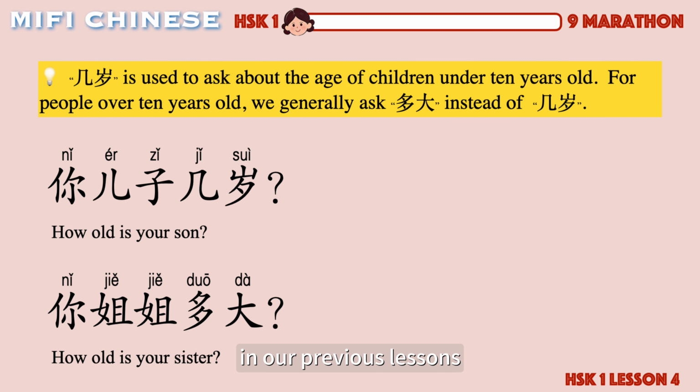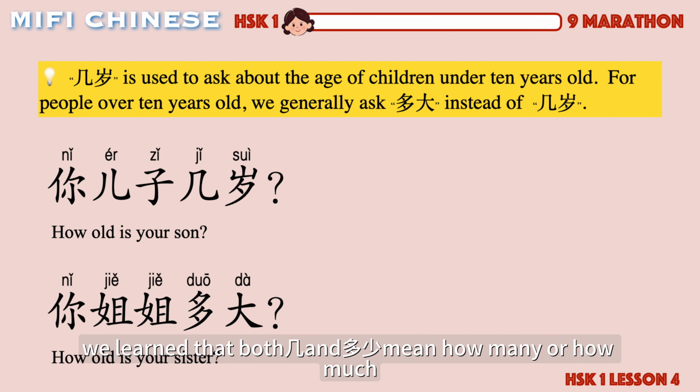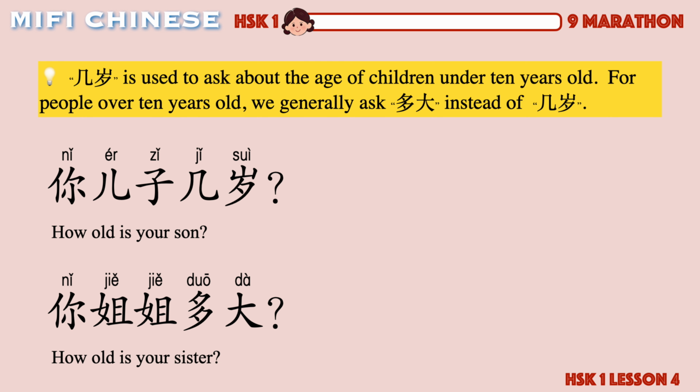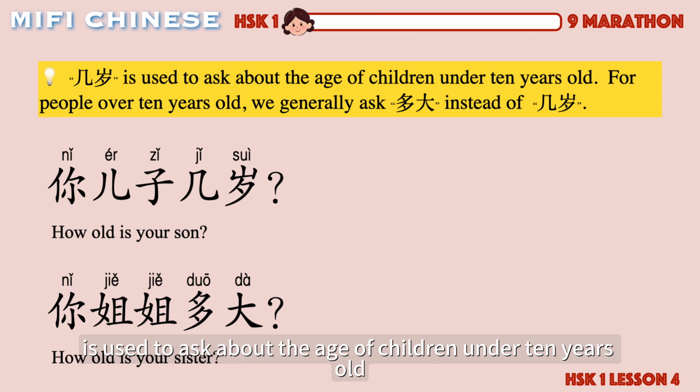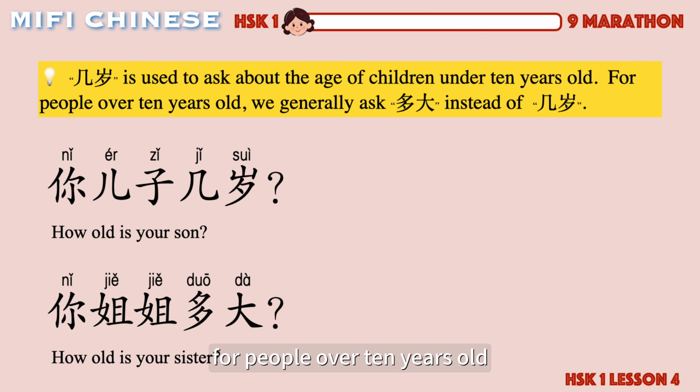In our previous lessons, we learned that both 几 and 多少 mean how many or how much. However, 几 is specifically for quantities under 10, while 多少 is for numbers over 10 or when the amount is unknown. When it comes to asking about age, we have a similar rule. 几岁 is used to ask about the age of children under 10 years old. For people over 10 years old, we generally ask 多大 instead of 几岁.